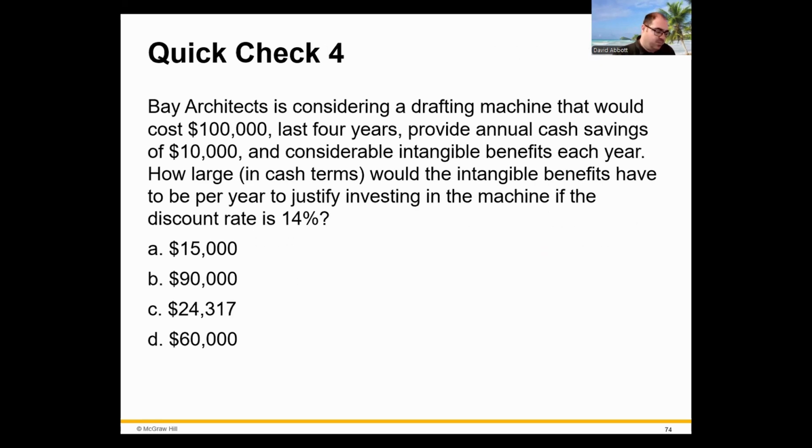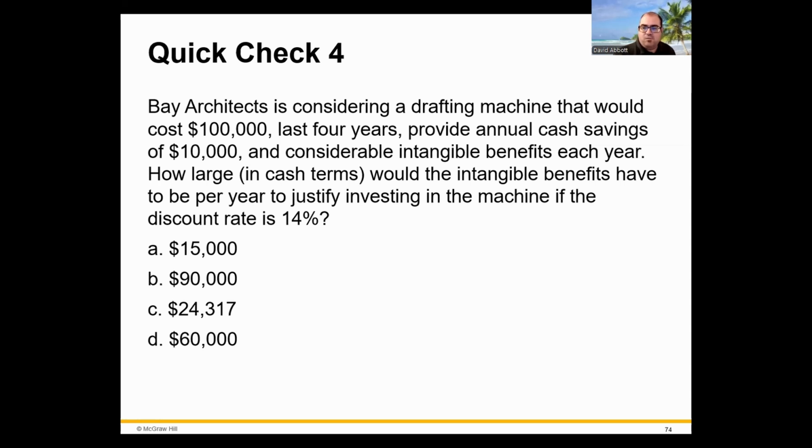Okay, quick check number 4, dealing with this. Bay Architects is considering a drafting machine that would cost $100,000. It would last 4 years. It would provide an annual cash savings of $10,000, and considerable intangible benefits each year.